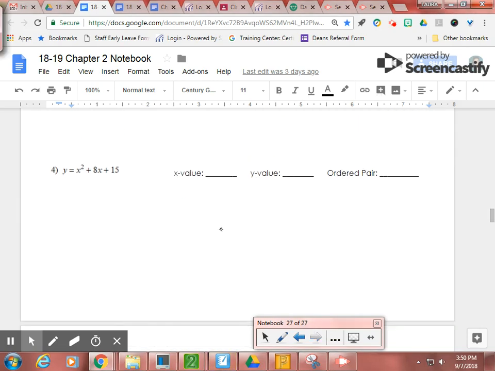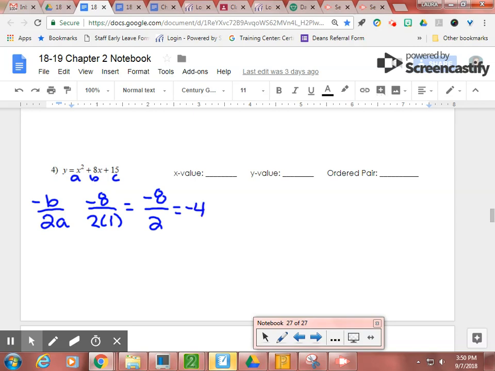Last one, same thing, a, b, and c. So negative b over 2a is going to be negative 8 divided by 2 times 1. So negative 8 divided by 2 is negative 4. So my x value is negative 4. Now I have to plug in my x into my equation to find y. So I have negative 4 squared plus 8 times negative 4 plus 15.